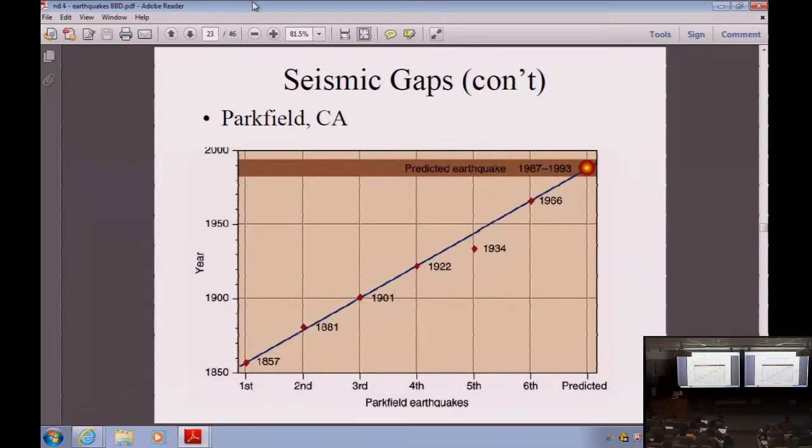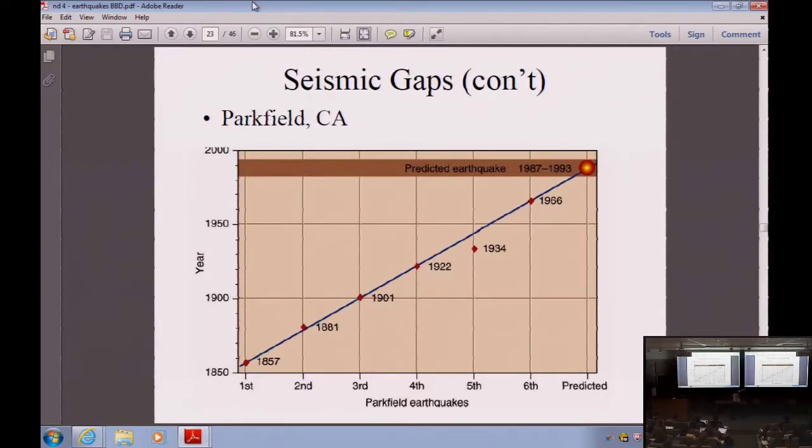Here is some data. I'm going to show you this back through time, 20 years ago or so, so you can see what's going on in California today. This is a picture of earthquakes in Parkfield, California. On the x-axis you have the earthquake number, and then the year. And this gives you a nice sense of the fact that usually there is a regularly spaced interval.